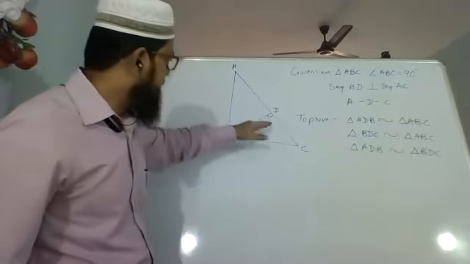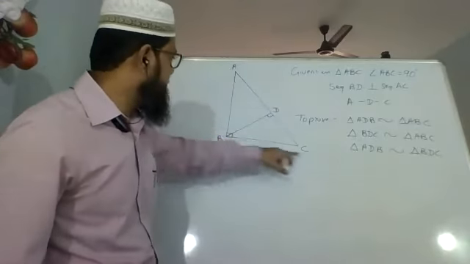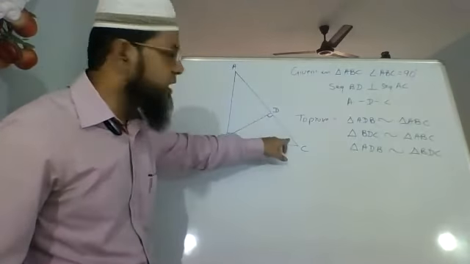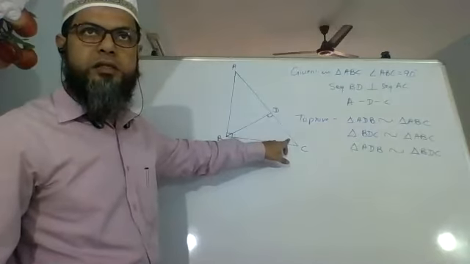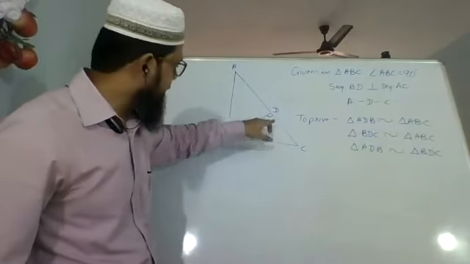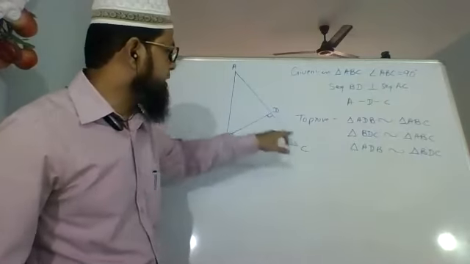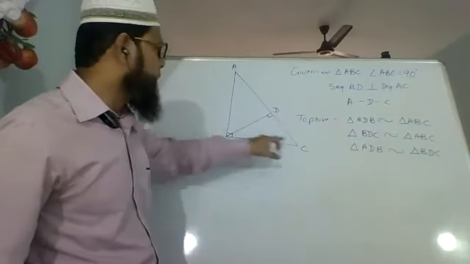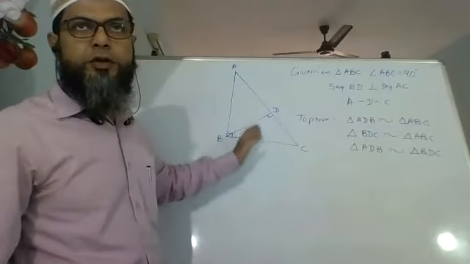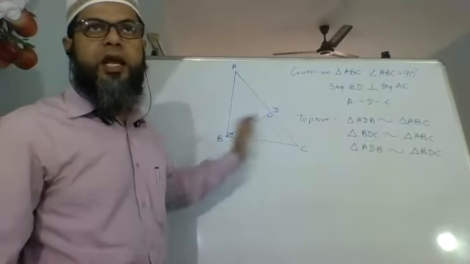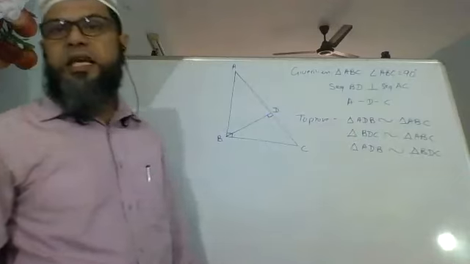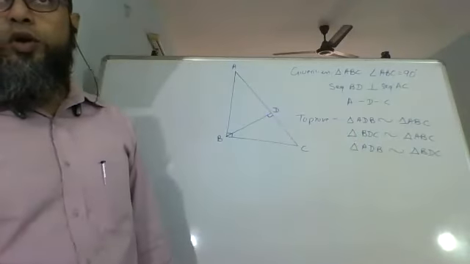Now take the second triangle: triangle ABC and triangle BDC. Angle C is common to both. Again, angle B is 90, angle D is 90. So this small triangle, that is BDC, is similar to ABC. And by transitivity, if A is similar to B and B is similar to C, then A is similar to C. Therefore, triangle ADB is similar to triangle BDC, which is what we are going to do tomorrow.